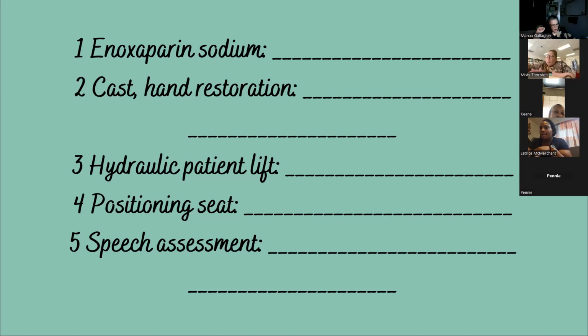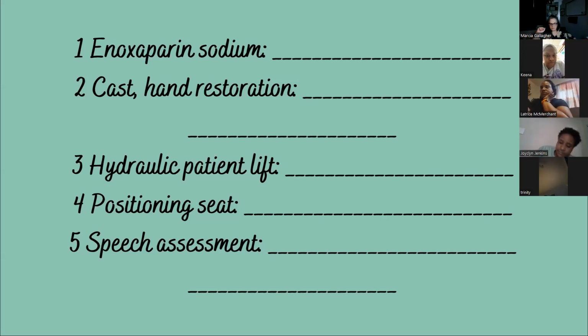All right, Latrice, what code do you have? I have J1650. Okay, who agrees? Agree. Agree. Okay. For 10 milligrams. Yeah. Injection, 10 milligrams. Yep. It doesn't really give us an exact amount, but for the sake of practicing, we're going to pretend like this is 10 milligrams.